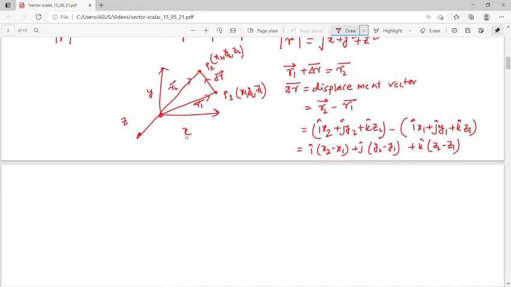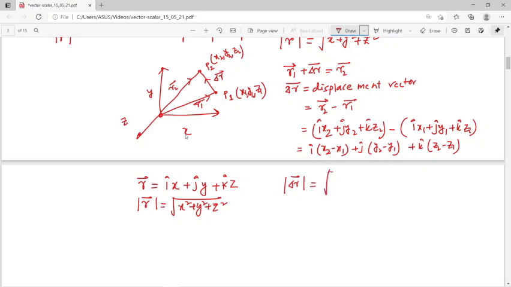So what should be the magnitude? If we write r as i cap x plus j cap y plus k cap z, the magnitude of r should be the square root of x square plus y square plus z square. So the magnitude of del r can be written as the square root of x2 minus x1 whole square plus y2 minus y1 whole square plus z2 minus z1 whole square. That is nothing but the displacement vector.